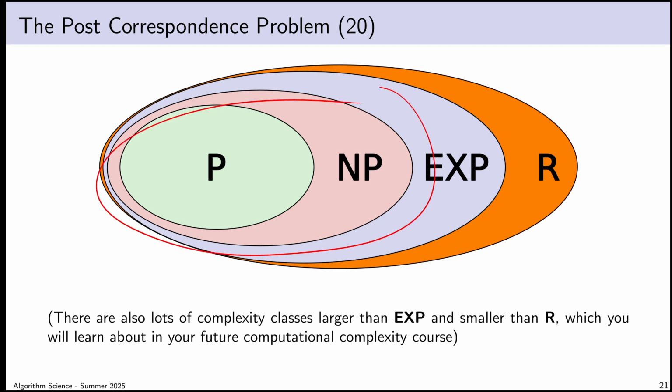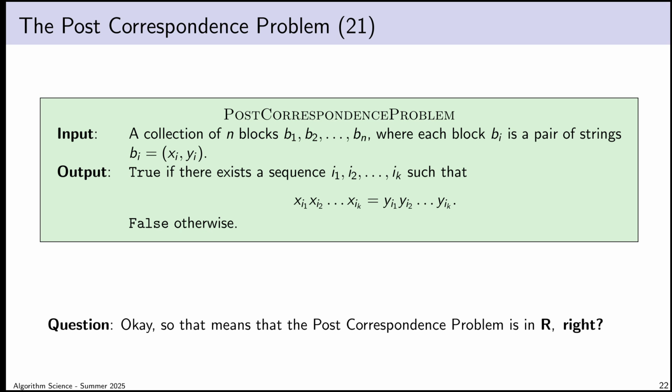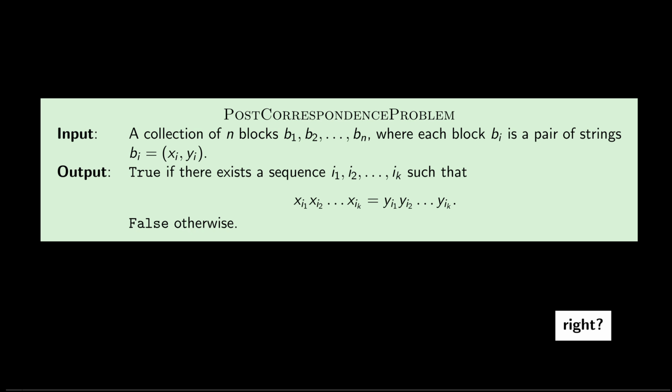and as I say, there's lots of classes sort of in the middle. Have lots of fun learning about those in your future course. Okay, great. So we've got that figured out. The post-correspondence problem might take a ridiculous amount of time to solve, but we have this collection R consisting of all problems that are solvable. So that means that I guess all we can say about the post-correspondence problem is that it's in R, right? Right? Oh, this is looking weird.